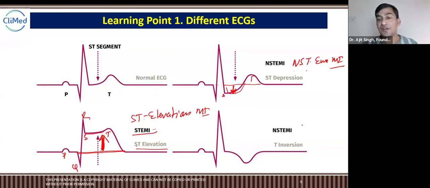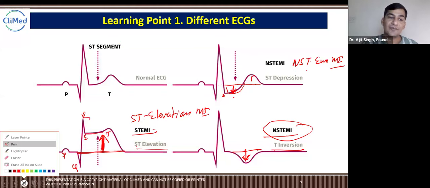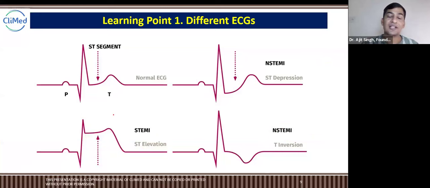And another version of NSTEMI is T inversion. Just T is going down, just T is inverted. That is also no ST elevation, so this is also NSTEMI. Either T inversion will be there or ST depression will be there. That's called NSTEMI. And you can easily understand it through the ECG.